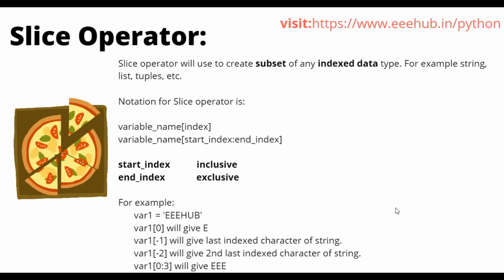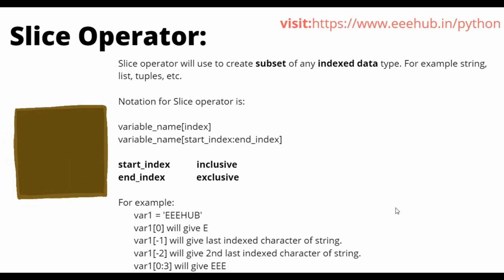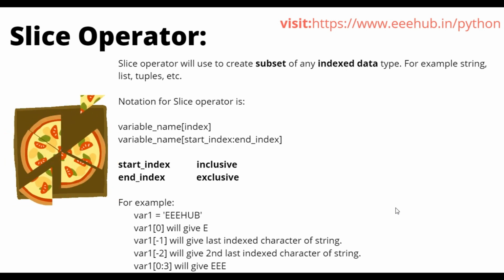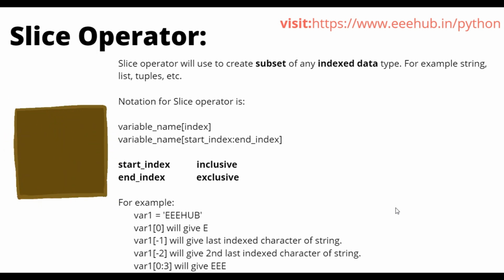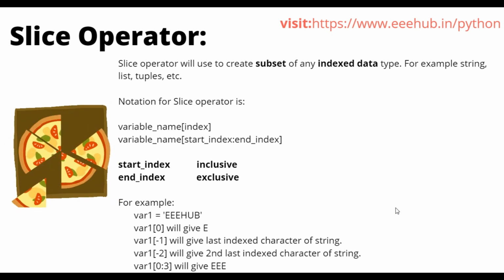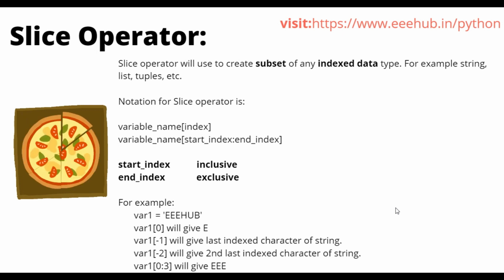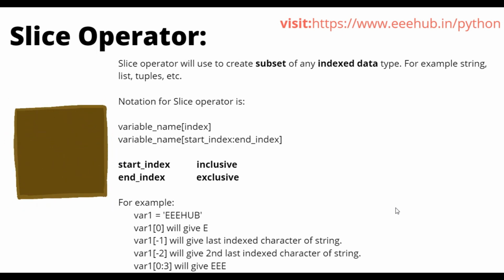So we have one pizza, and if you want to distribute that pizza among your friends, then you need a slice of pizza, and a knife will help you in that process. Similarly, for index data types like a string, list, or tuple, we require a slice operator that will cut down the string into a slice. So that is the purpose of slice operator.